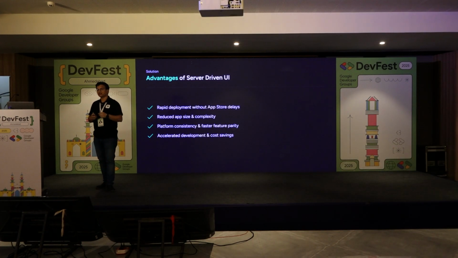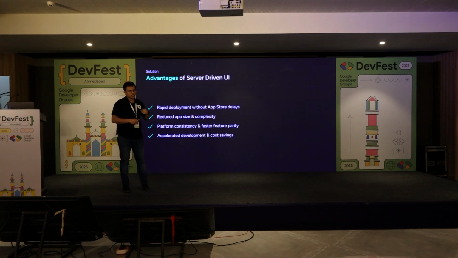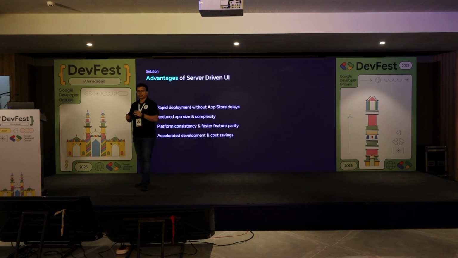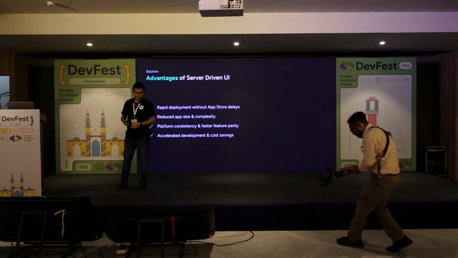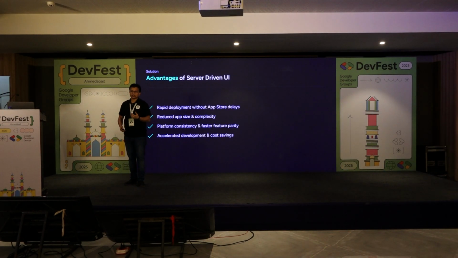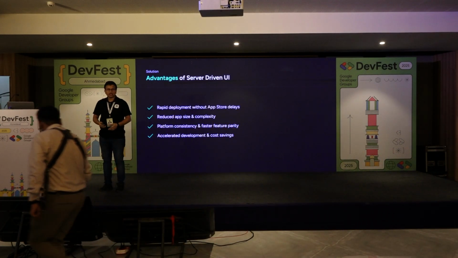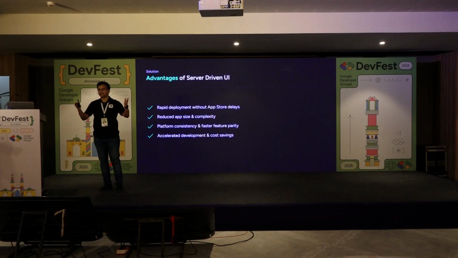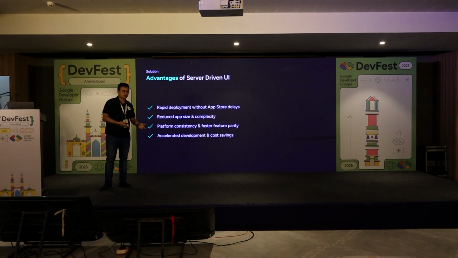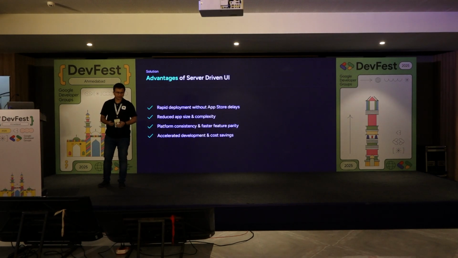Your app size reduces a lot because you can use the same templates again and again, and all your UI logic is stored on the server. Platform consistency, I think that's a very important point. If you have an Android and iOS team, they both can be on the same platform. And if teams are lucky like us, who are building Flutter, you are already on a cross platform, but still your app updates will ship at the same time.